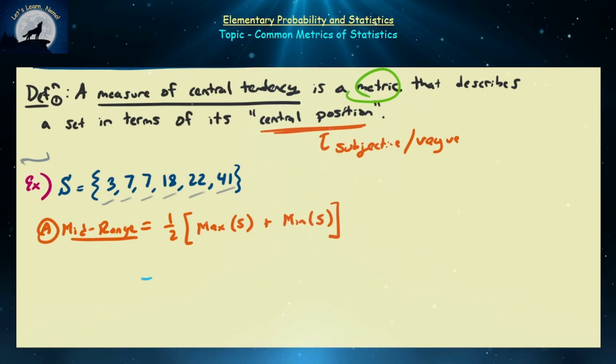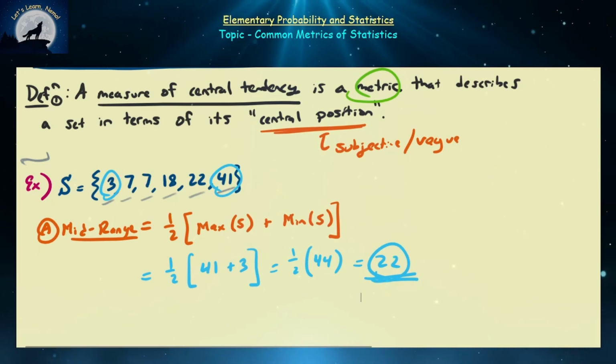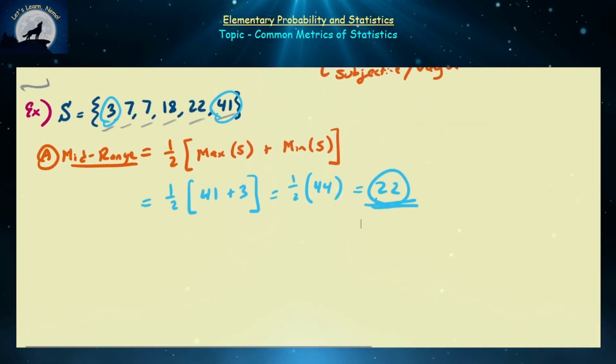So for our particular example, that's going to be equal to 1/2. It's already sorted, so our minimum is equal to 3, and our maximum is equal to 41. So that's going to be half of 41 plus 3. That's going to be 44, so this is going to give us a midrange of 22. Okay. So that is what we call the midrange.